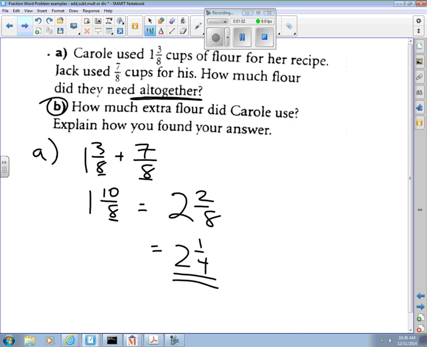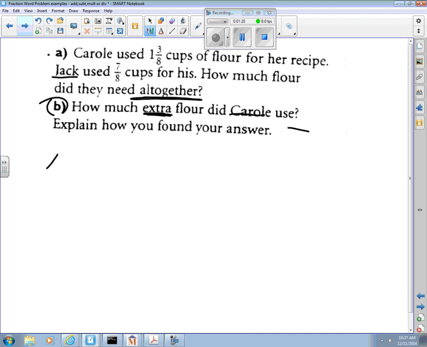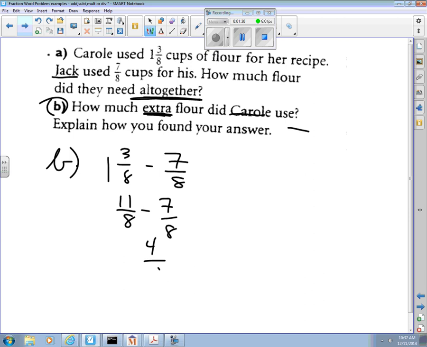Now the B part of the question, how much extra flour did Carol use? Extra is letting me think that I need to figure out how much more Carol uses than Jack. And as soon as I'm thinking that, I'm thinking subtract. So let me make some room here to do B. This time it's 1 3/8 minus 7/8. I'll switch this to an improper fraction. That's 11/8 minus 7/8, which is 4/8, which is 1/2.